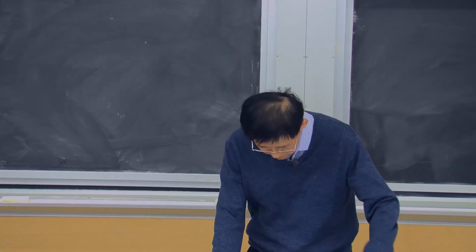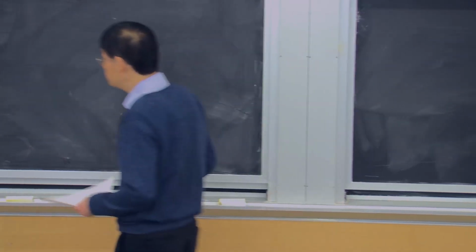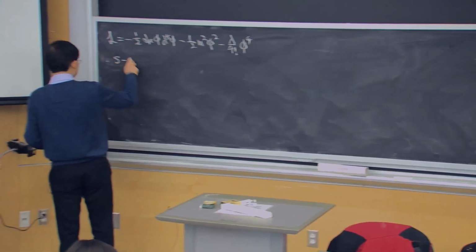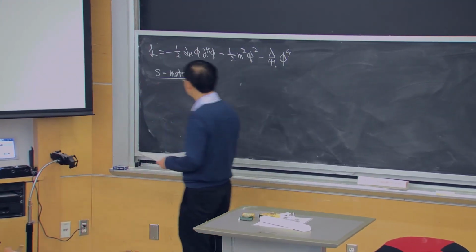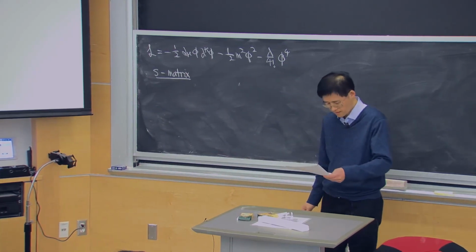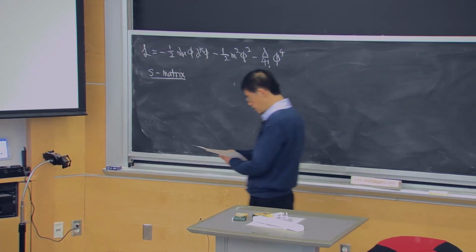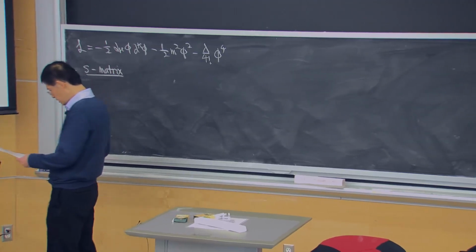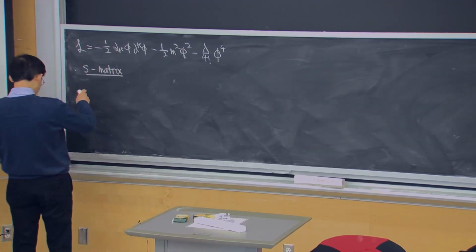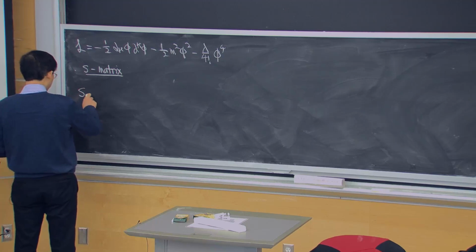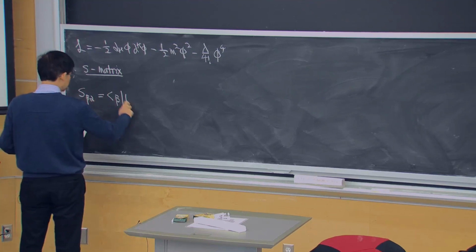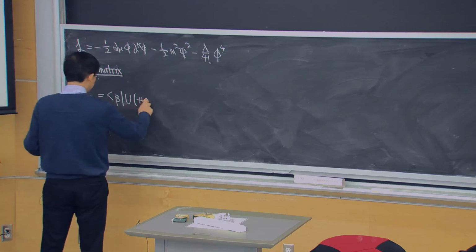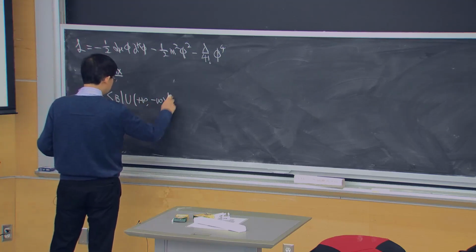And we also said that a key quantity when talking about interactions, a key observable, is called the S matrix. So the S matrix is defined as the following: S beta alpha equal to beta, U at plus infinity, minus infinity, alpha.